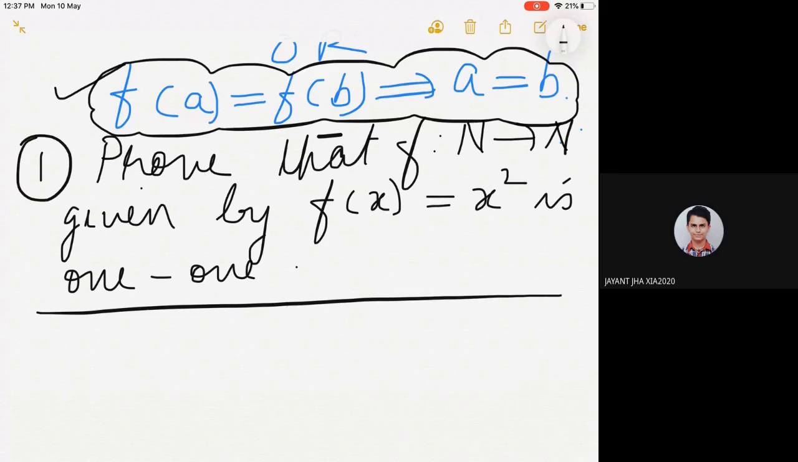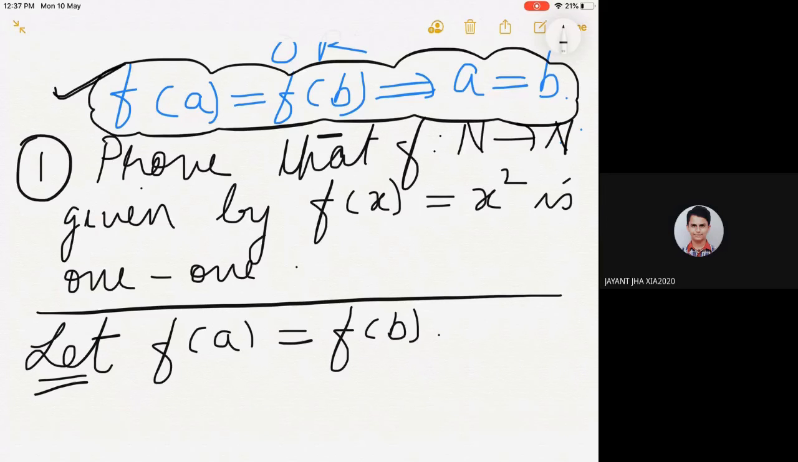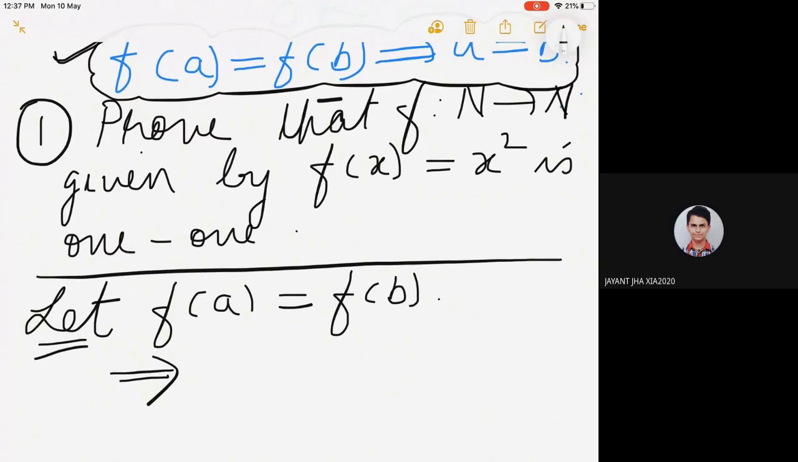You are already familiar with the conditional statement in the relation. So conditional statement means what? If f of a equal to f of b, then a equal to b. So when if is a condition, you have to assume the condition. So we'll use the word let f of a equal to f of b. Then we have to prove that a equal to b. Okay, if you are able to prove that a is equal to b, then we can say that f is 1, 1. So for that purpose, we have assumed that f of a equal to f of b.